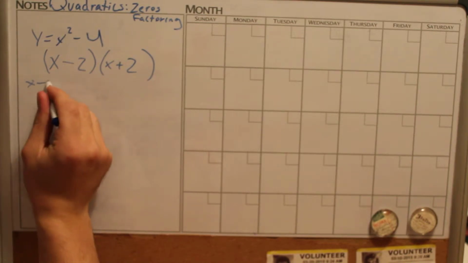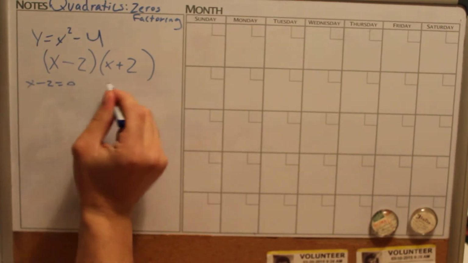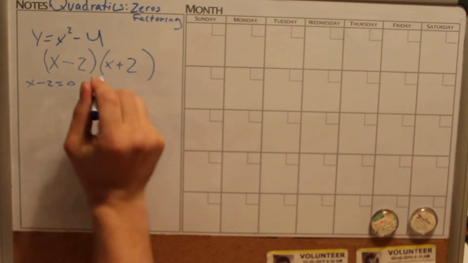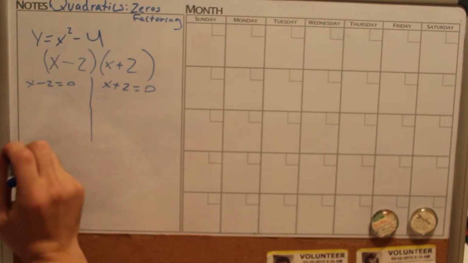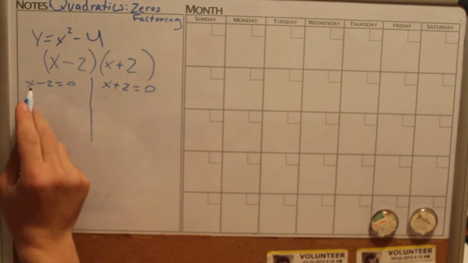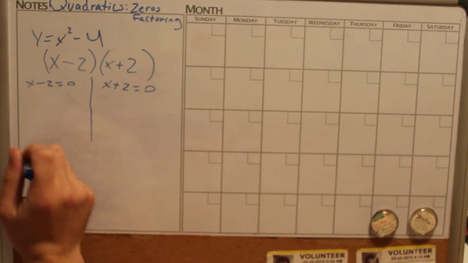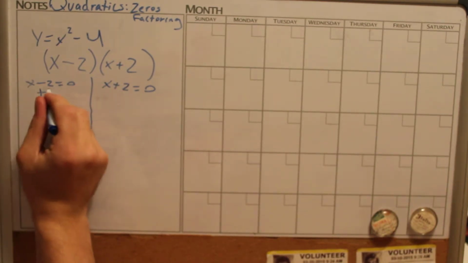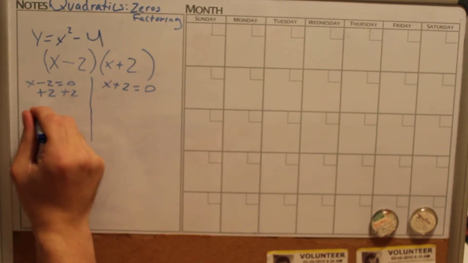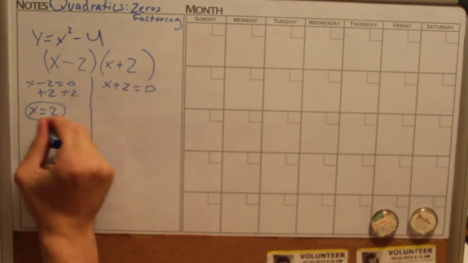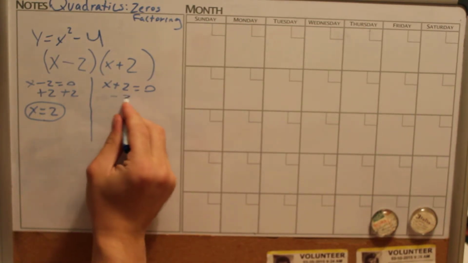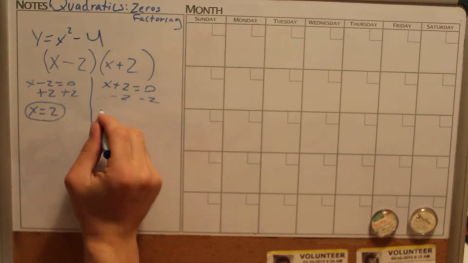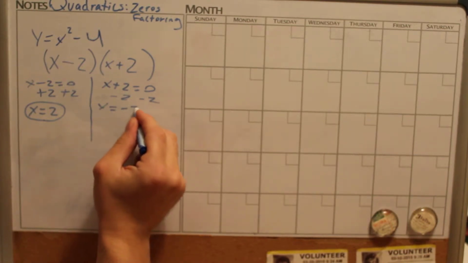So x minus 2 equals 0. I'm just going to draw a line to separate that. X plus 2 equals 0. So what we want to do is we want to get the x by itself, isolated. So what we're going to do is add 2 to both sides. So x would equal 2. And then take 2 away, x equals negative 2.